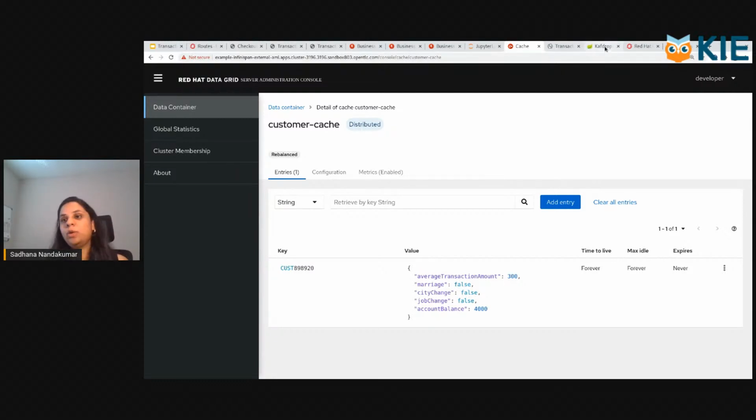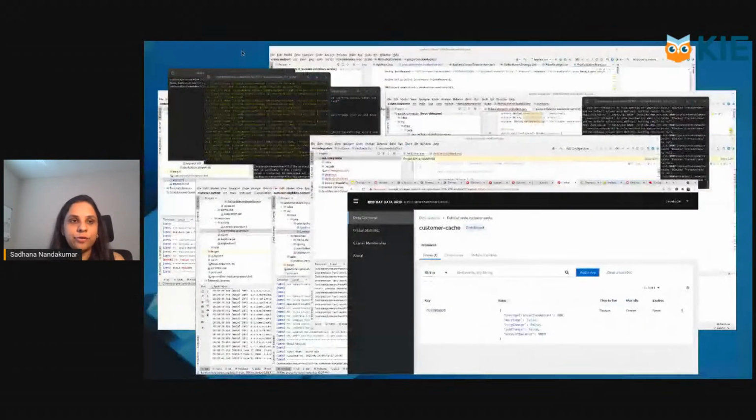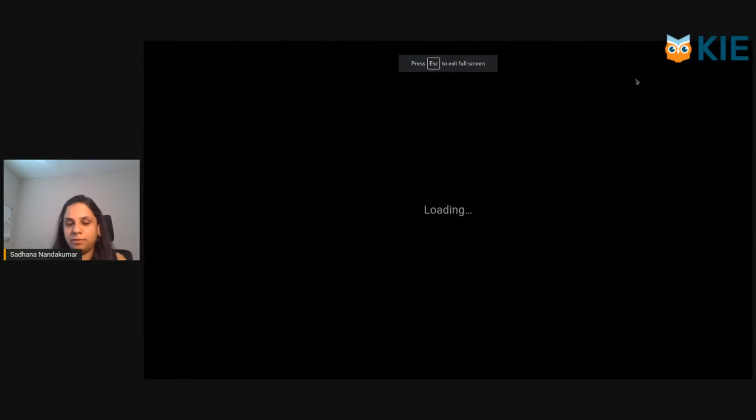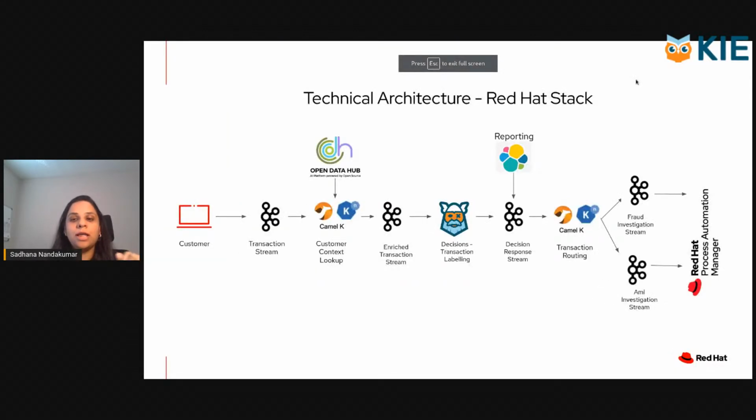So we looked at the end-to-end. I showed you that there are several pieces that are tying in the architecture. Let's look at each of those individual pieces. So you have the customer performing a transaction. It came into the transaction stream. We then enriched the data using Open Data Hub and Data Grid. That data was again put back into the event stream. We then evaluated it using the Cogito decision.